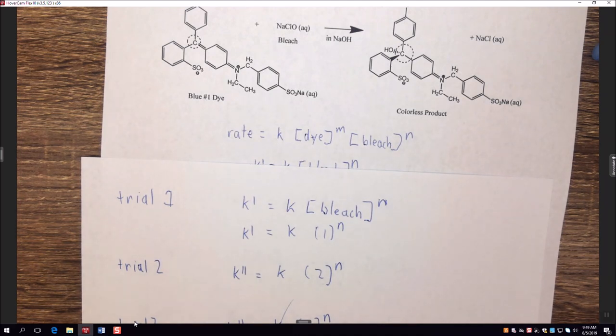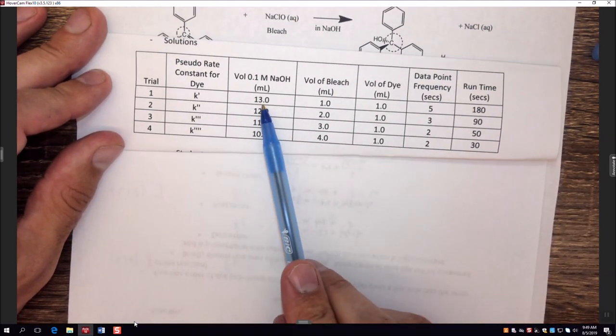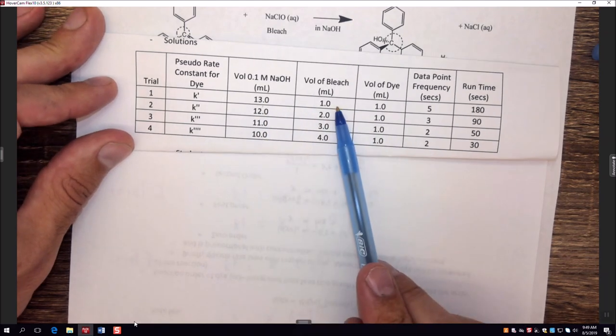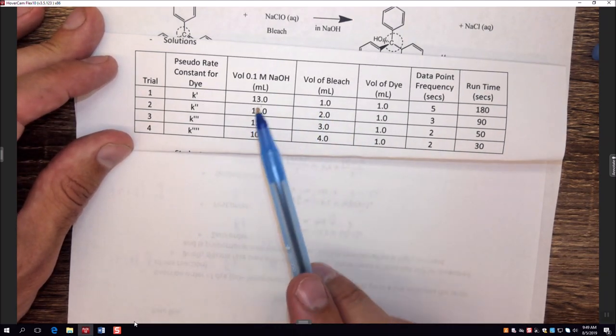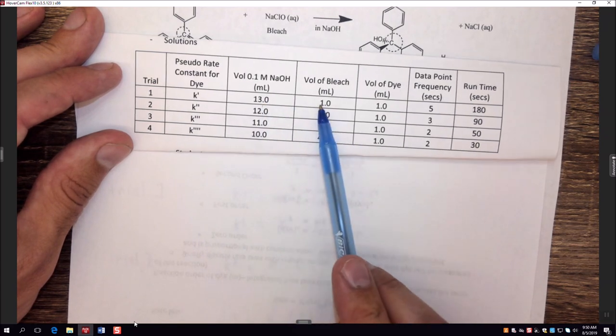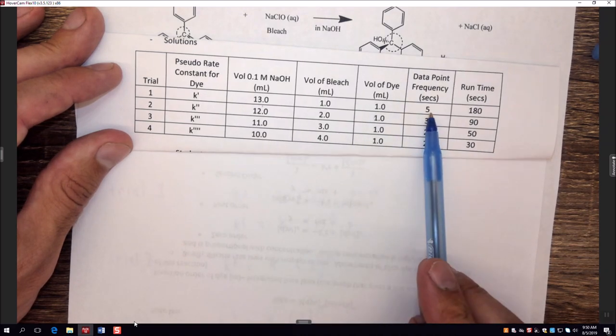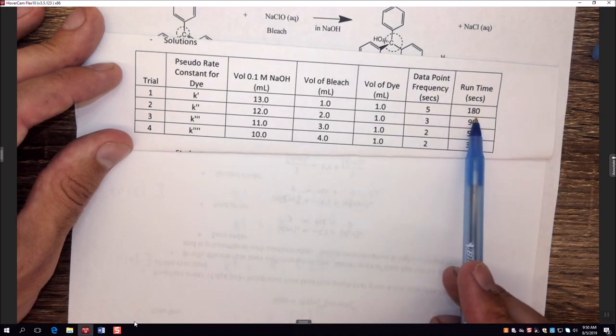And specifically, what you're going to be doing is making a number of solutions. Specifically, you're going to make 4 solutions. And how they're going to differ is in the amount of NaOH and in the amount of bleach. So if you notice, the first solution is made with 13 milliliters of NaOH, 1 milliliter of bleach, and 1 milliliter of dye. Then we're going to take data every 5 seconds for 180 seconds.